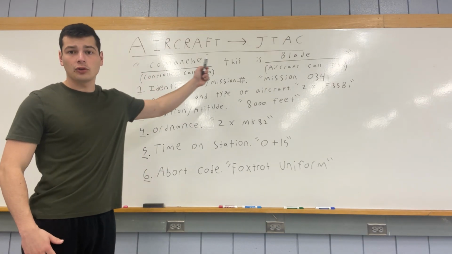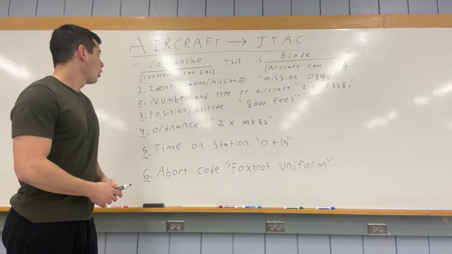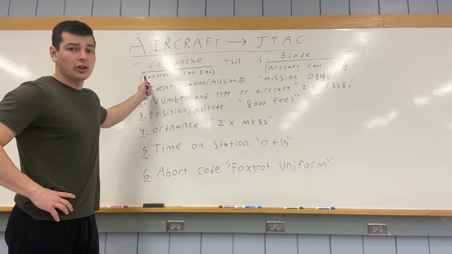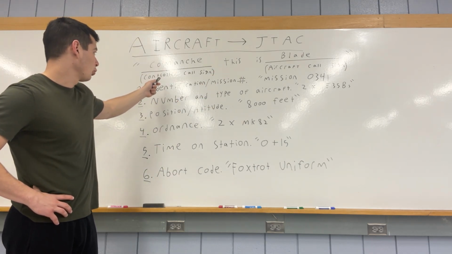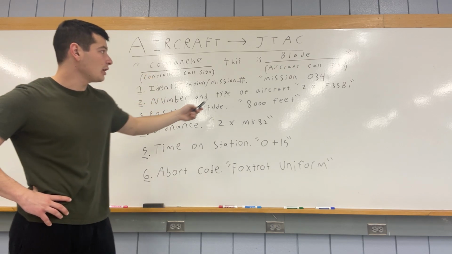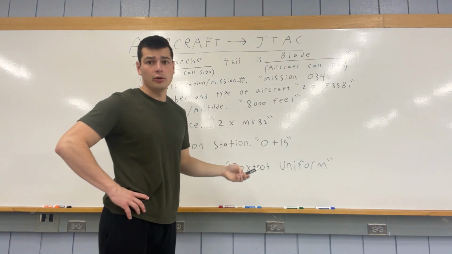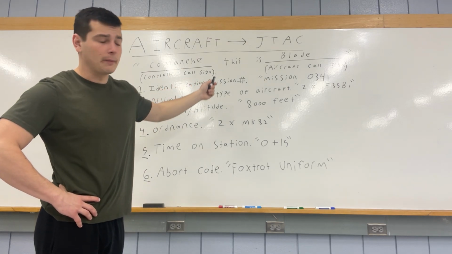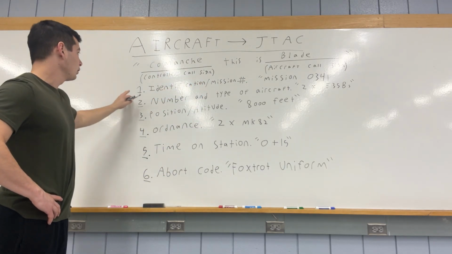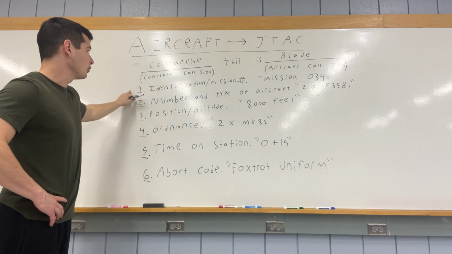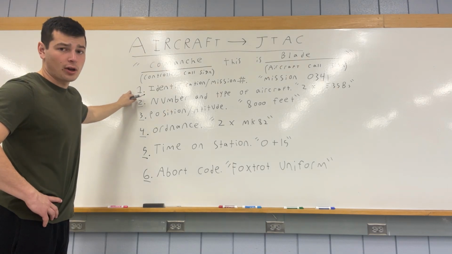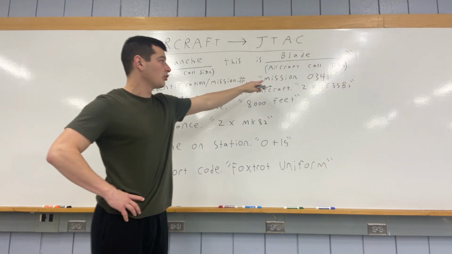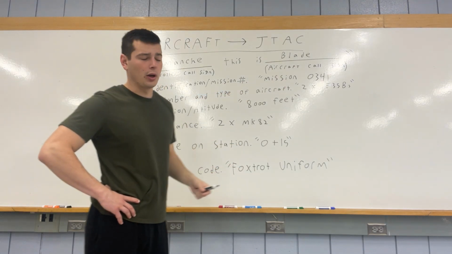This is the aircraft talking to the JTAC. Obviously, first of all, we're going to check in with our call signs. So controller call sign in this case will be Comanche, and the aircraft call sign, we're going to use Blade. So the first line, it will just be Comanche, this is Blade. Now, line 1 of the actual check-in is going to be the identification or mission number. For this case, we're going to use mission number 0341.